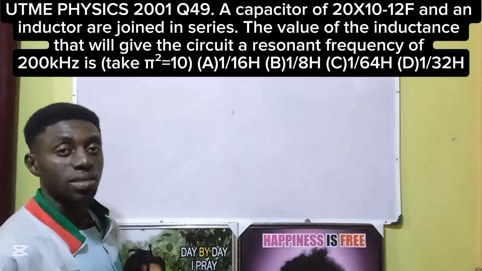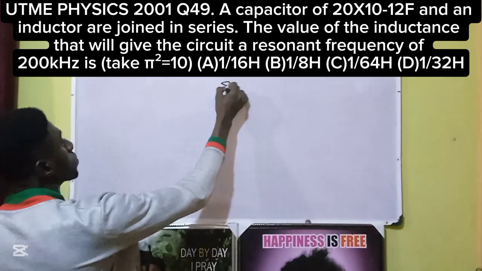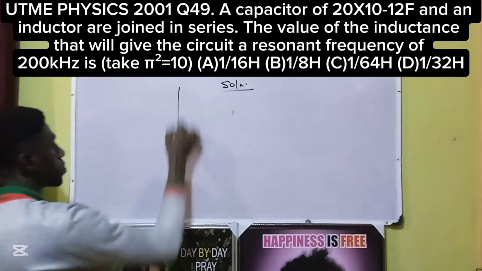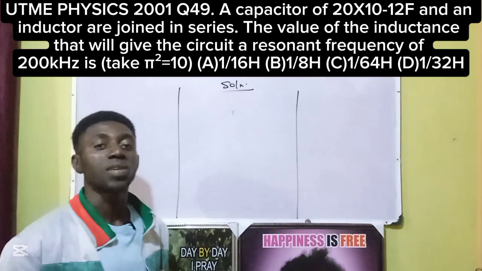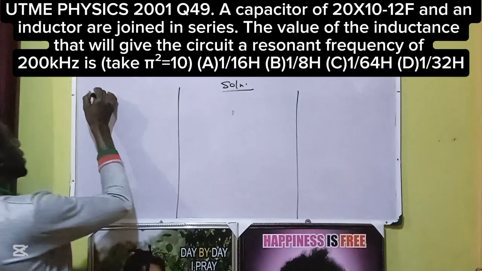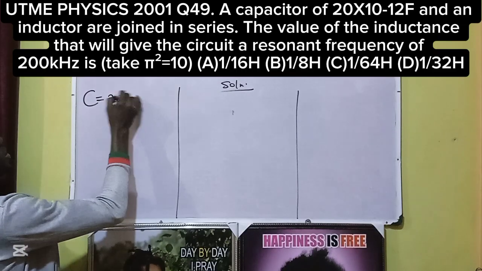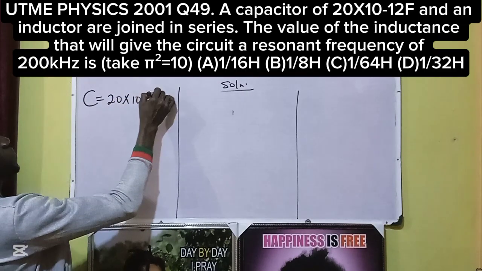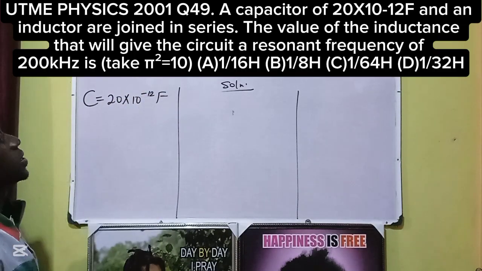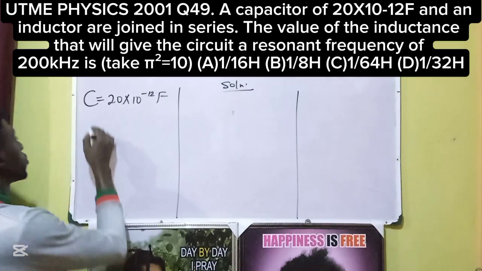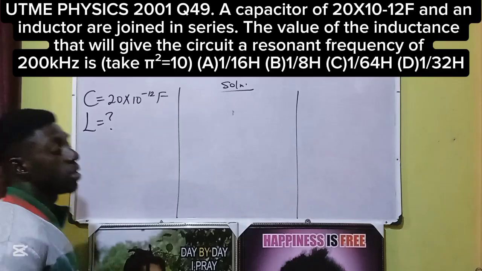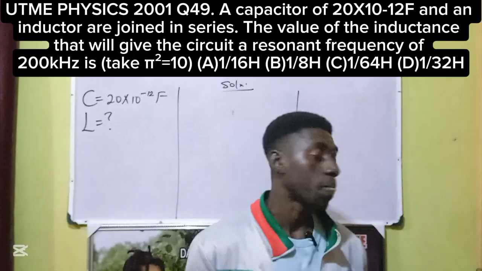Let's get the parameters in our question. We'll start with the capacitance of the capacitor given. The capacitance of the capacitor is 20 times 10 raised to the power minus 12 farad. Then we have inductance as the unknown. We use capital L for inductance. Inductance is unknown.